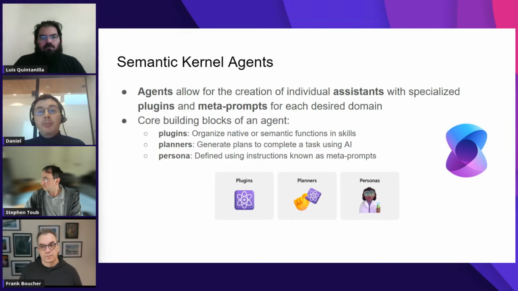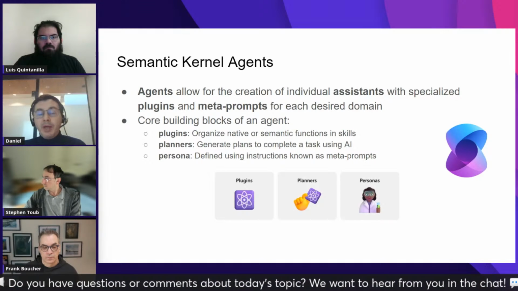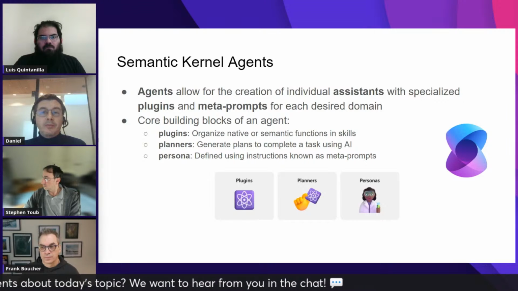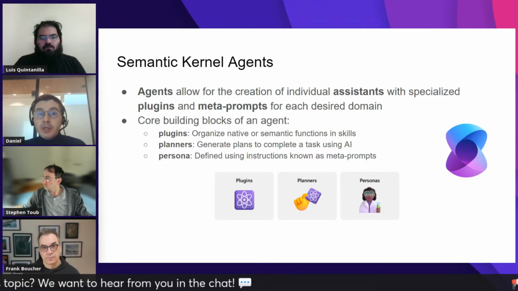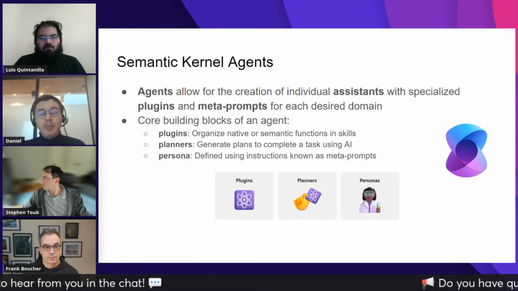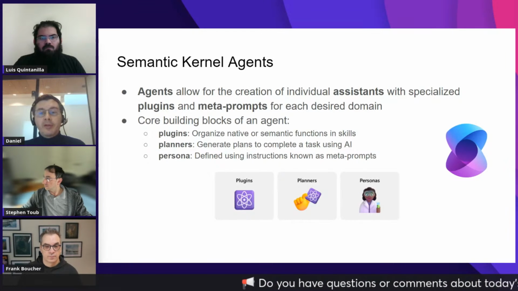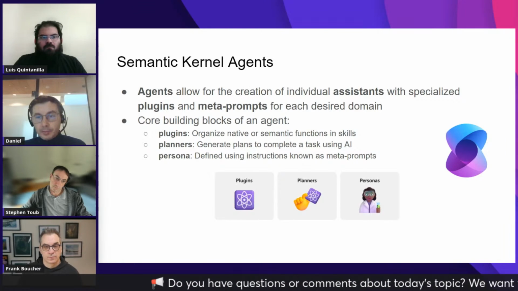Then we can build planners. With planners, we can generate plans to complete AI tasks. And last but not least, personas. Personas allow us to declare the behavior of an assistant, and in that way we can have specialized assistants able to collaborate and solve complex tasks or problems together.